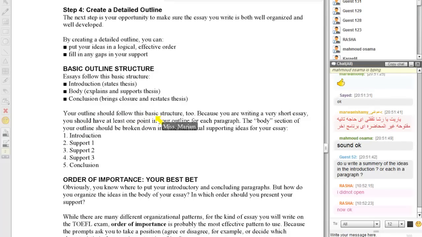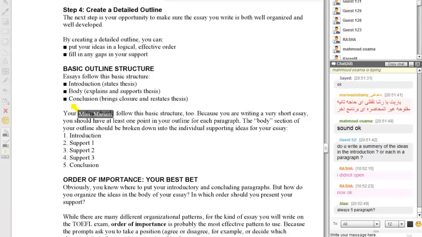So your outline should follow this basic structure. Your examiner expects that you are applying this structure. So if you don't apply it on your exam, you are going to lose marks.